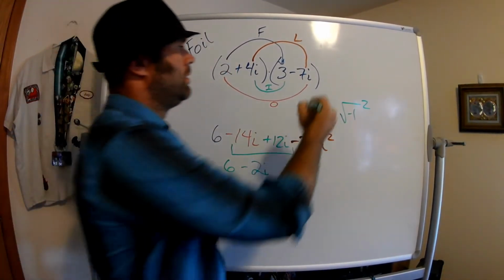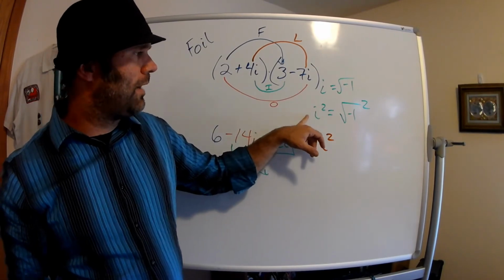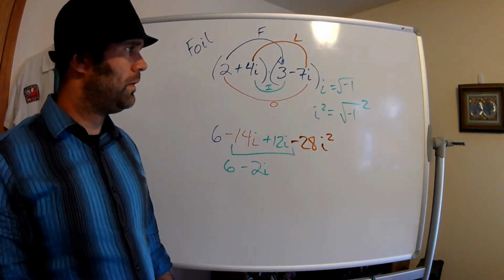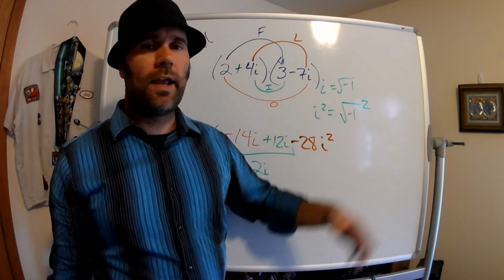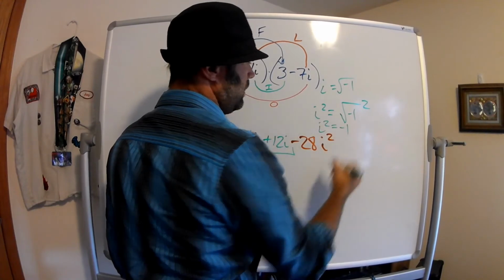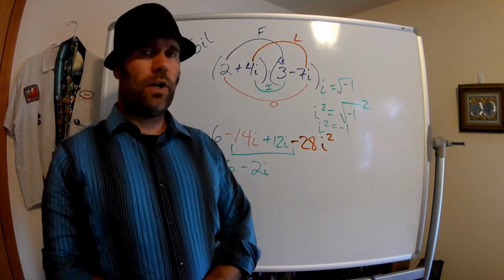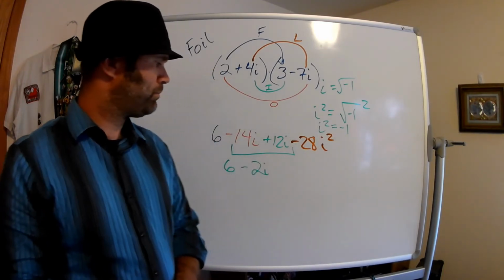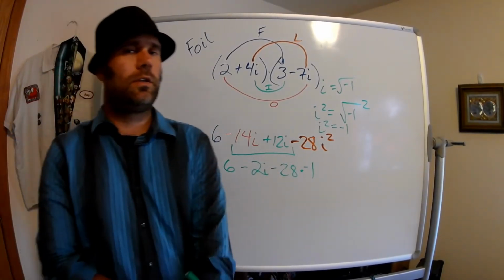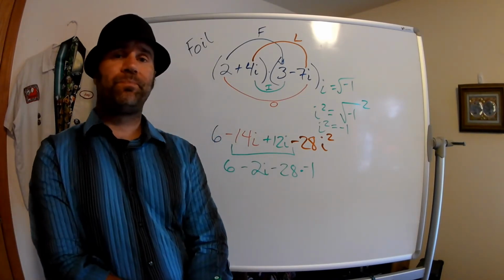Well, we know that i equals the square root of negative 1. We know that i squared then should equal the square root of negative 1, squared. A square root and a square cancel each other out. If a square root and a square cancel each other out, then what's inside is what's remaining. So the square root of negative 1 squared is just negative 1. So we could rewrite this as negative 28 times negative 1, which is a real number. i squared is a real number. That's interesting.